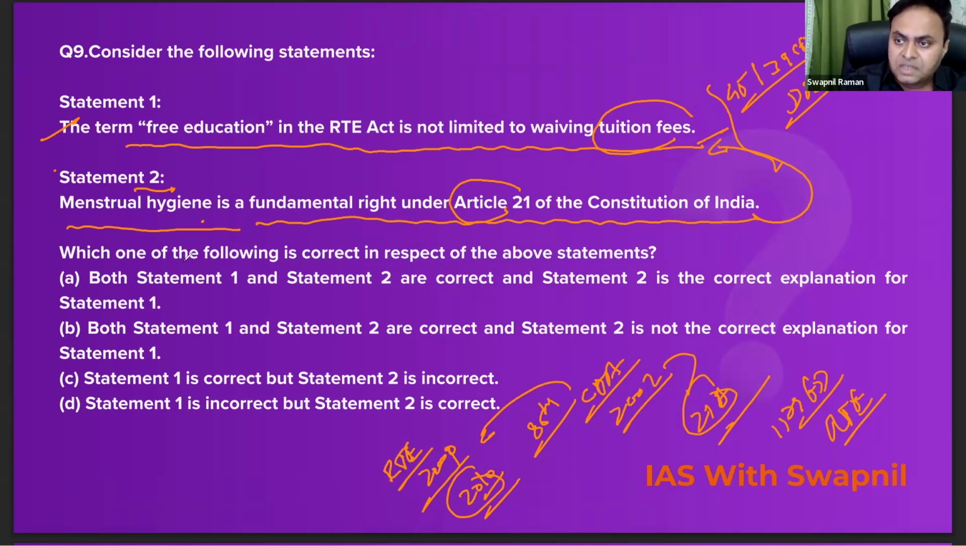Understood? So, which one of the following is correct in respect of the above statements? The correct answer will be A, meaning both statement number one and statement number two are correct, and statement number two is the correct explanation for statement number one, right? So A for Ahmedabad would be the correct answer here.